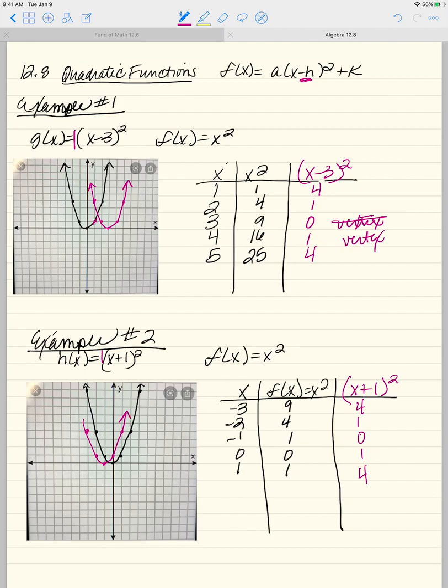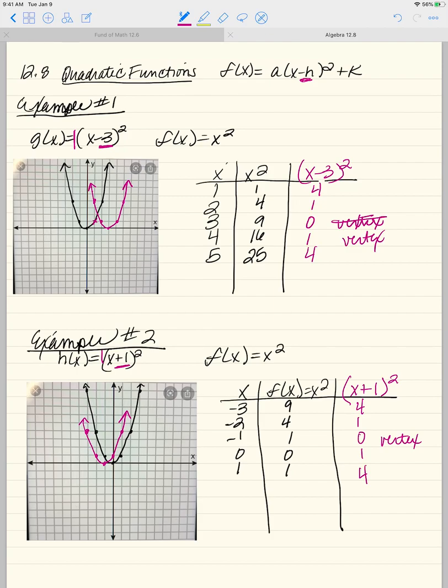The graph is exactly the same as x squared, except this time the vertex has moved 1 unit to the left, okay? So our vertex for this one is at negative 1, 0, when we add 1. In example number 1, the vertex is at 3, 0. I said 0, negative 1, didn't I? I should have said negative 1, 0 for example number 2. And in example number 1, our vertex is at 3, 0 when we subtract 3.